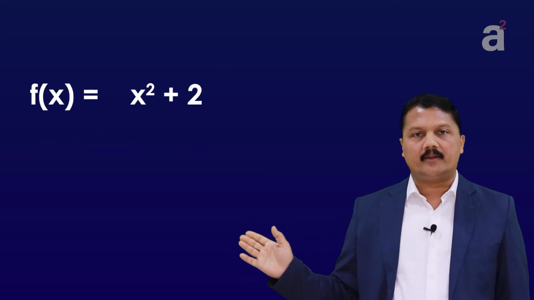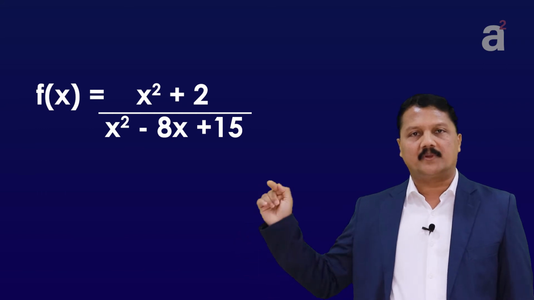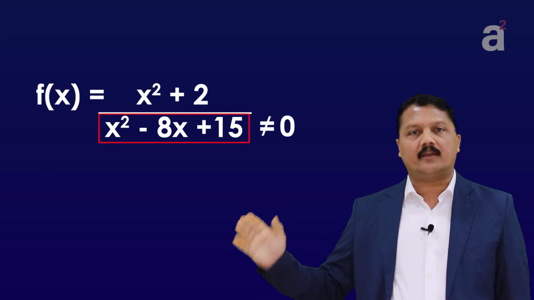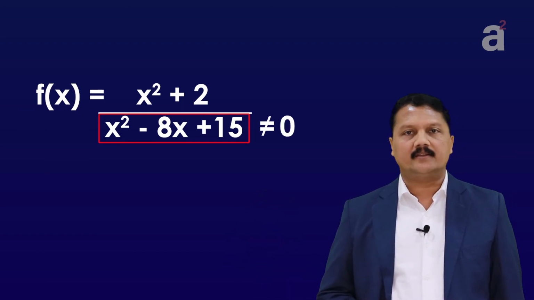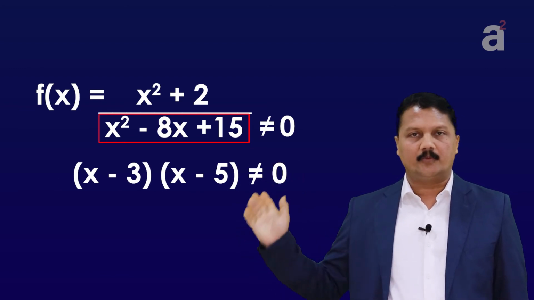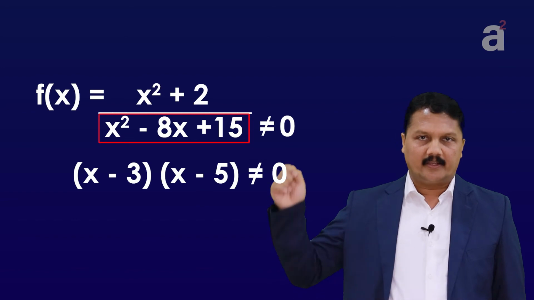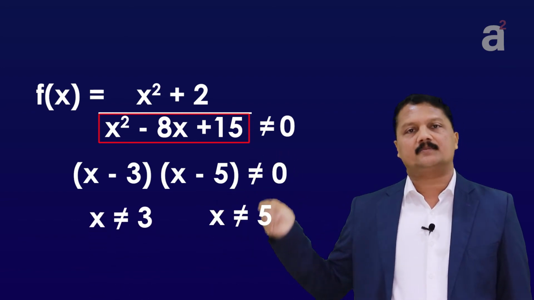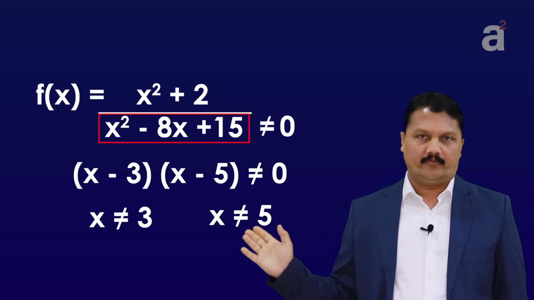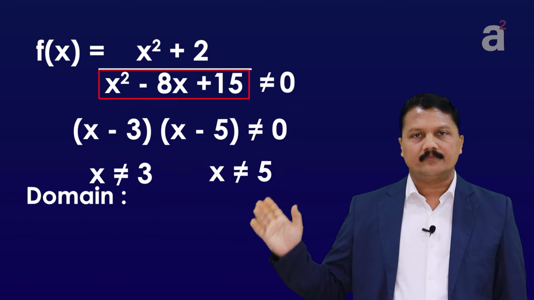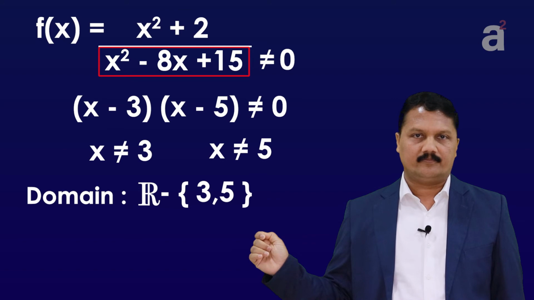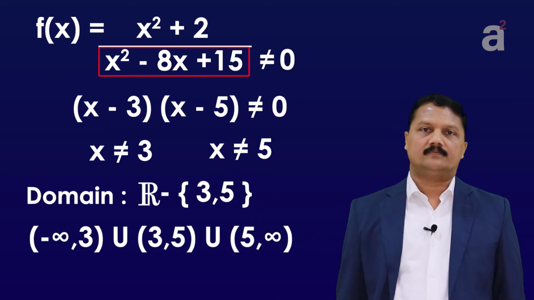Take another example. In this, the denominator is x square minus 8x plus 15. X square minus 8x plus 15 cannot be 0. When you factorize it, you get x minus 3 into x minus 5 cannot be 0. That means x minus 3 is not equal to 0. X minus 5 also is not equal to 0. X cannot be 3 or 5. That means R minus set of 3 comma 5. It can be represented like this also.